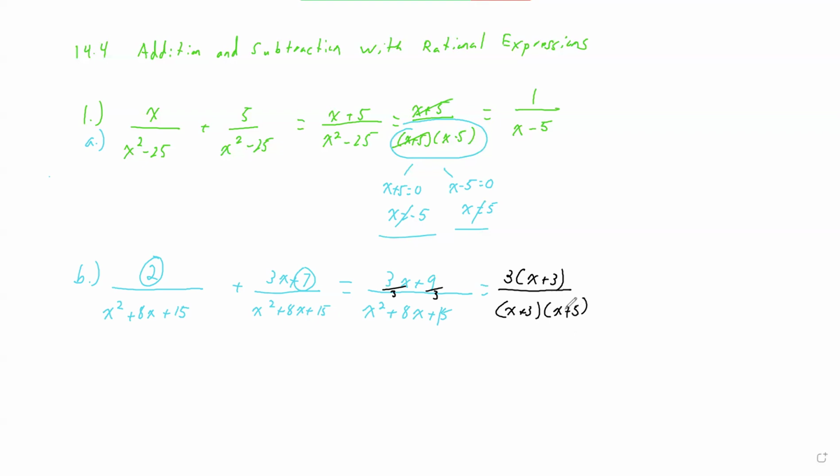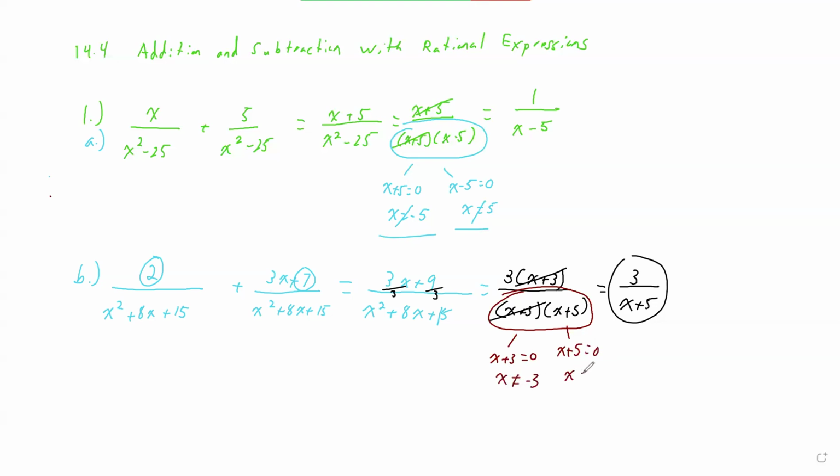So everything's now factored. So now I'll cancel the x plus 3, and then I'll write what's left, which is 3 over x plus 5. So that's your first part of the answer. And then you have to take this part and determine what x cannot be. So here's x plus 3 equals 0 and x plus 5 equals 0. So x cannot equal negative 3 and x cannot equal negative 5. So those are what you have to do.